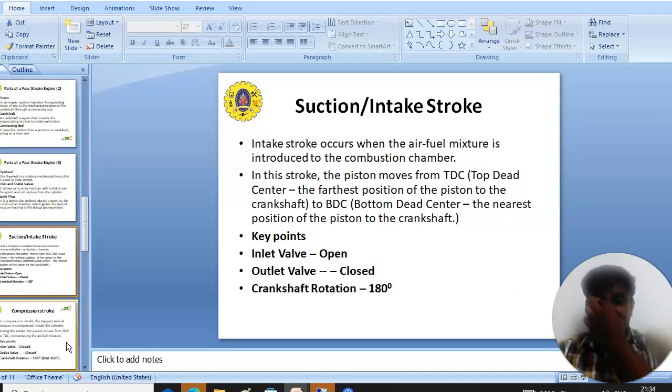The first stroke is the suction stroke, which is also called the intake stroke. The intake stroke occurs when the air fuel mixture is introduced to the combustion chamber. In this stroke, the piston moves from the TDC, known as the top dead center, to the BDC, which is the bottom dead center. Key points of the suction stroke are inlet valve open, outlet valve closed, and crank rotation is 180 degrees.